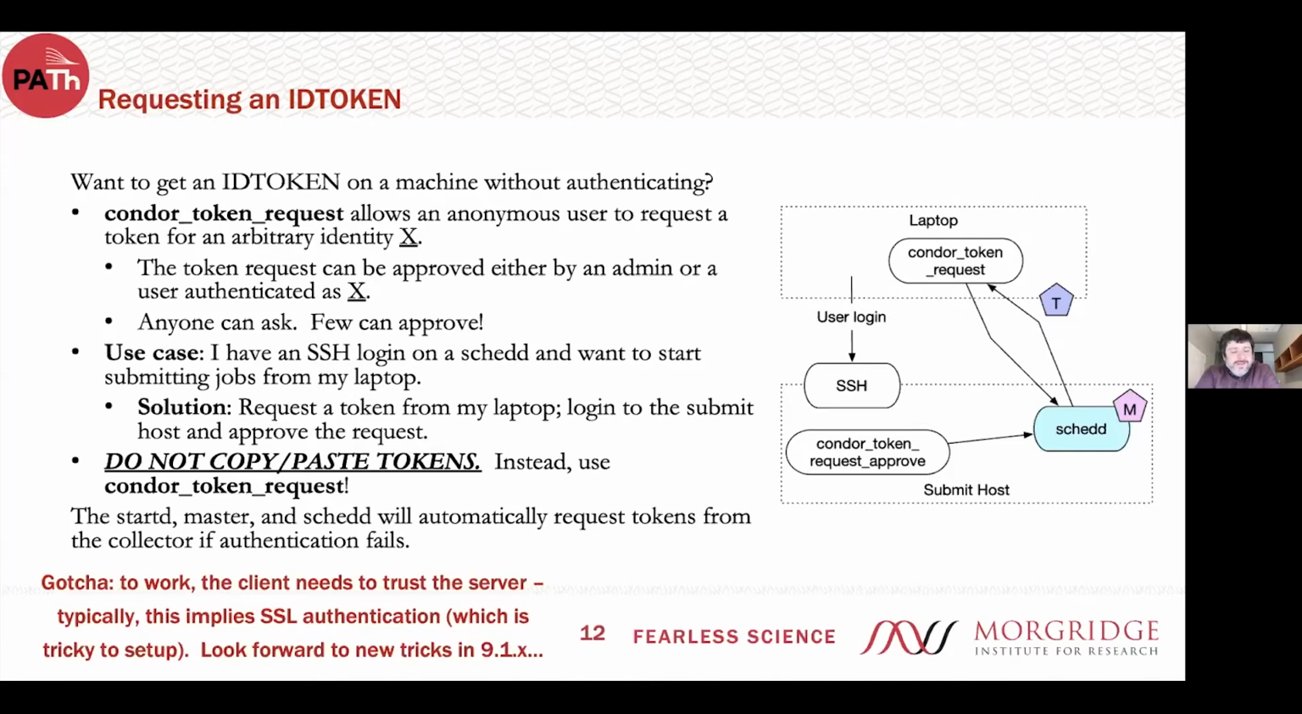So one gotcha with this, and why this is somewhat a work in progress still, is this whole concept of an anonymous user that we can talk to securely. In order to do that, right now we look at the different Condor authentication methods. This really applies SSL authentication, which is really tricky to set up. And this is something that we're working on in Condor 9.1. In fact, I have some pull requests if anybody would like to talk about that later.